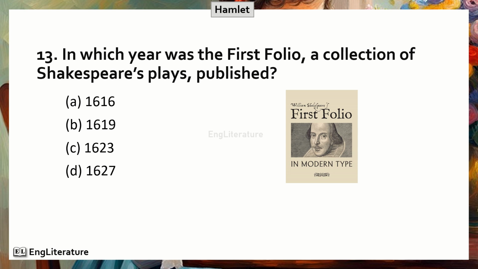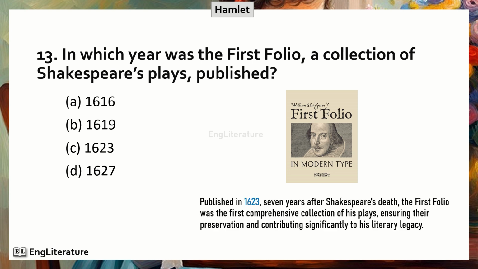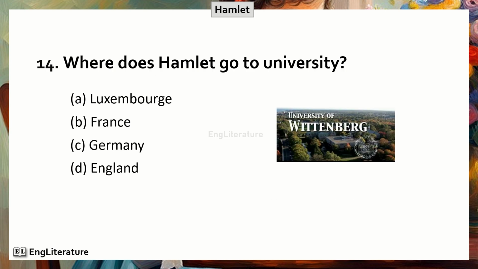In which year was the first folio, a collection of Shakespeare's plays, published? Published in 1623, 7 years after Shakespeare's death, the first folio was the first comprehensive collection of his plays, ensuring their preservation and contributing significantly to his literary legacy. So the correct option is number C. The first folio, a collection of Shakespeare's plays, was published in 1623.